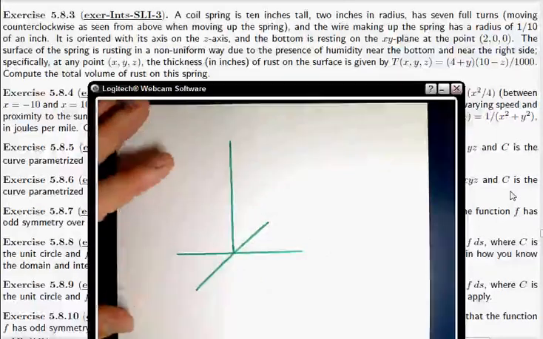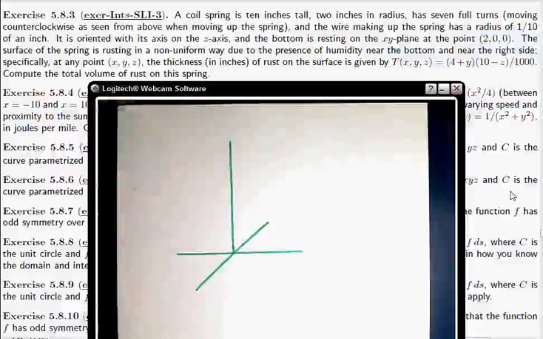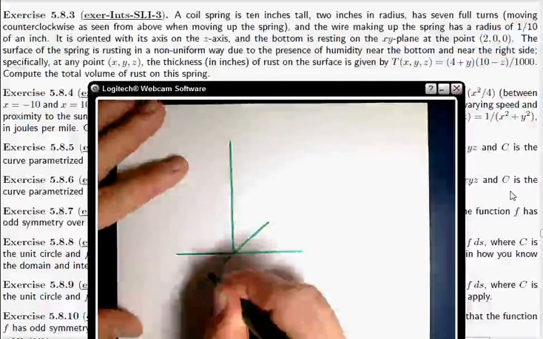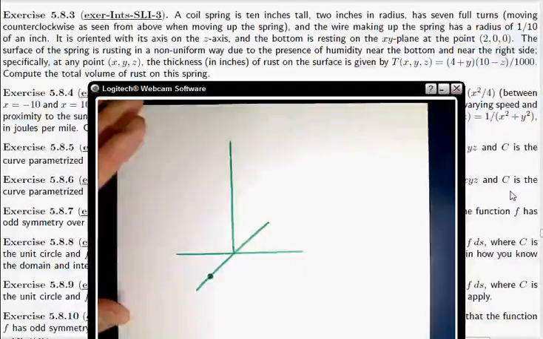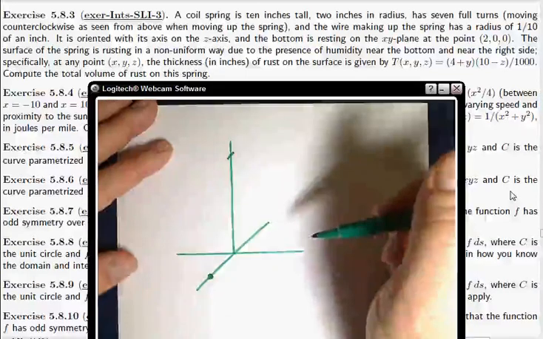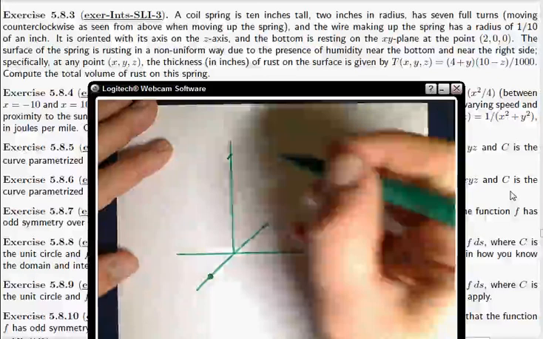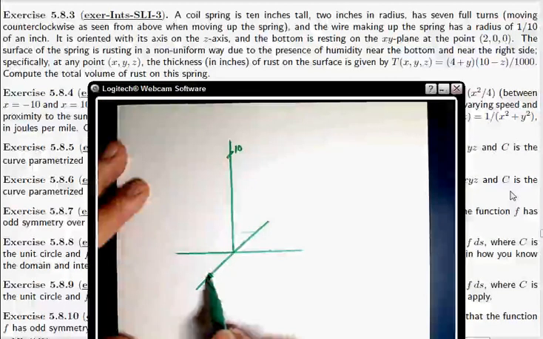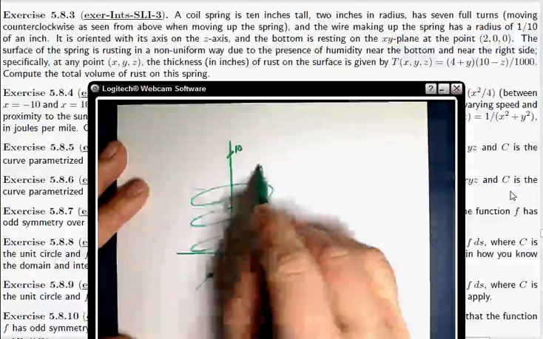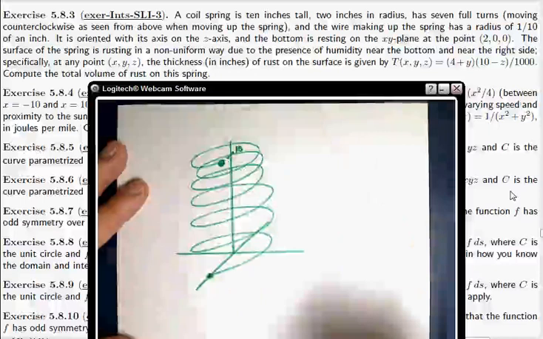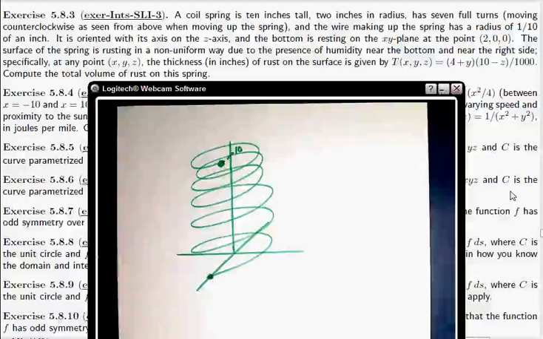The spring's axis is the z-axis. The bottom is resting on the xy plane at the point (2, 0, 0), and then it goes and takes 7 turns to get up to this height, which I already forgot. What's the height? 10 inches tall. All right, so I'm going to take a whack at drawing this. It's going to be a bad drawing, but it'll be good enough. Something like that. My apologies for the bad art.